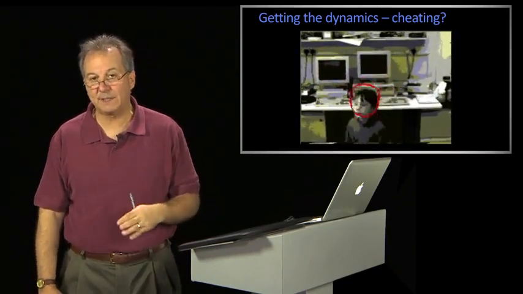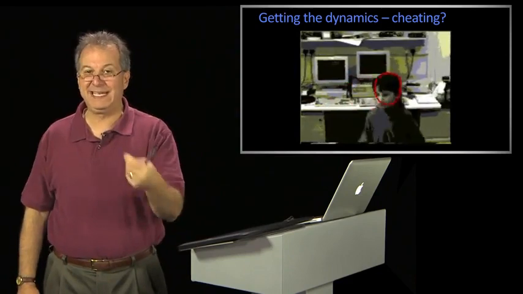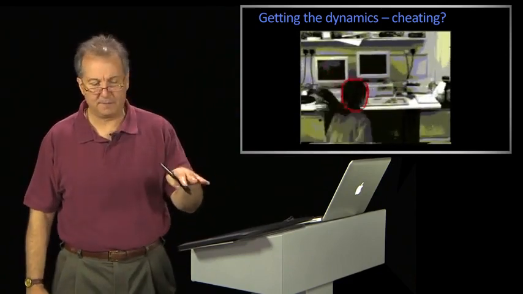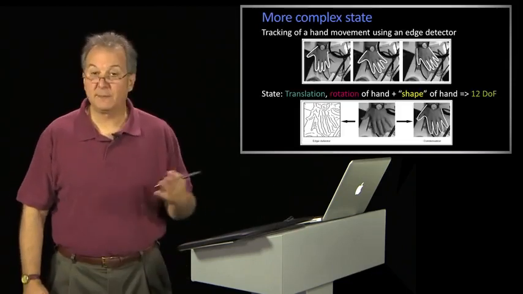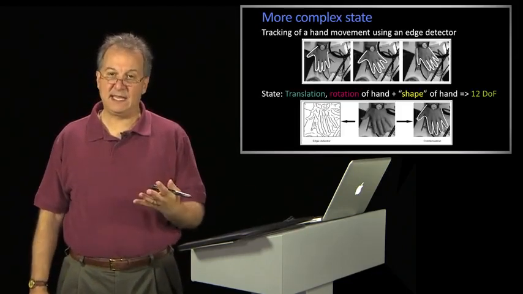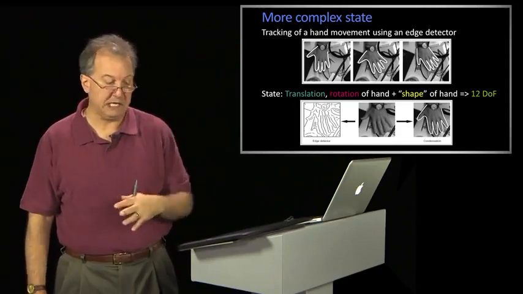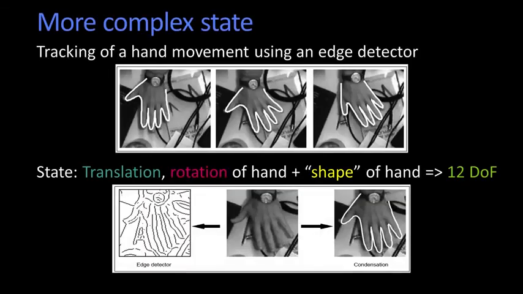So one way of getting dynamics is to cheat and get it from an easier system. And I think for a bunch of the stuff they did in Condensation, that's what they did. They had an easier problem. Something else they did was they tracked the state of the hand. So what do you mean, the state of the hand? I encourage you to read the paper. They did a couple of really cool things.